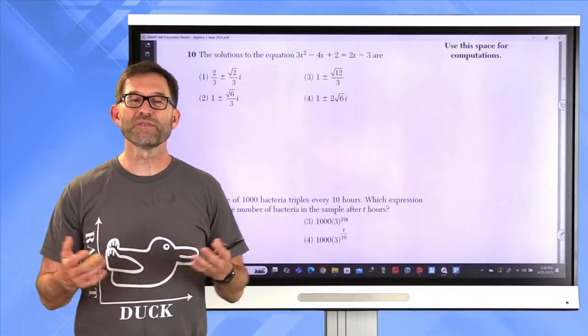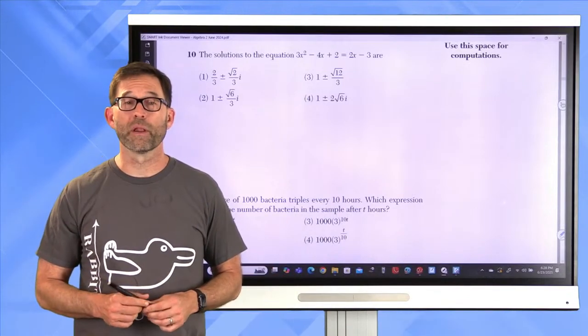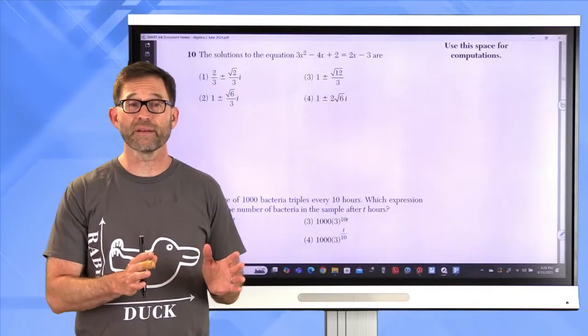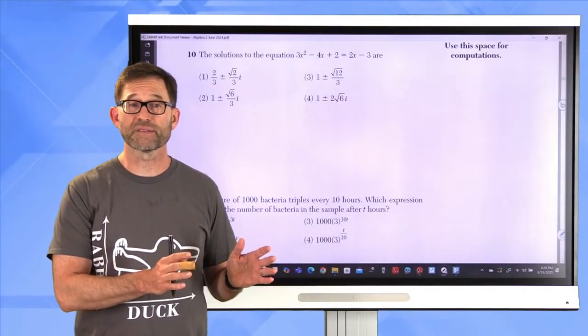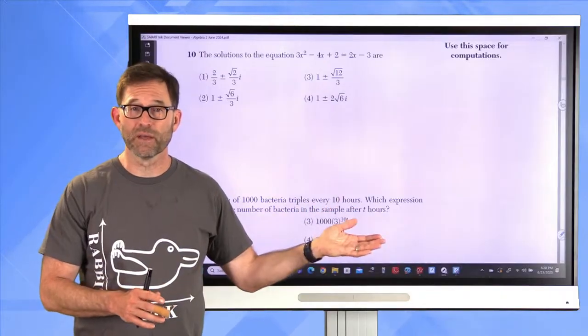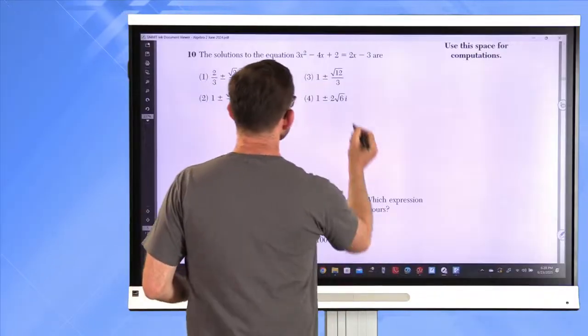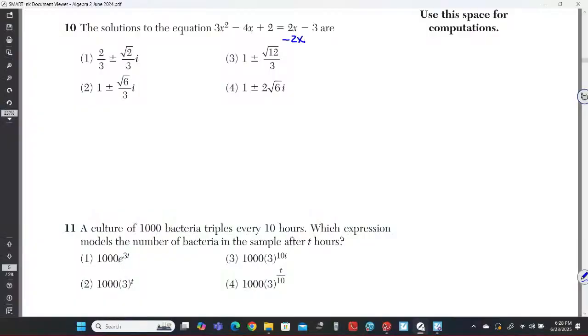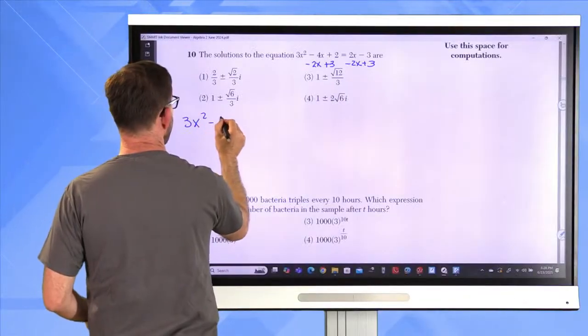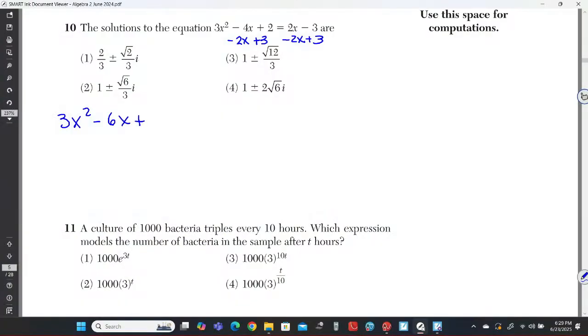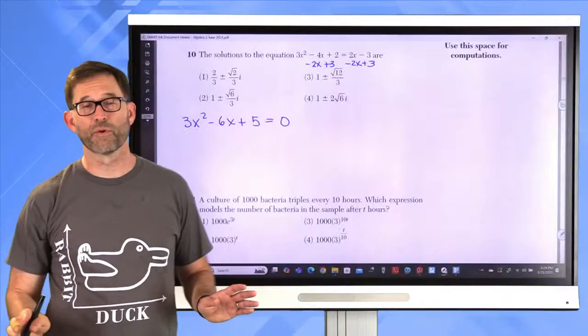So the first thing we have to do in order to use the quadratic formula is get our equation in the form ax squared plus bx plus c is equal to 0. Right now it's equal to 2x minus 3, so my first step is actually going to be to subtract a 2x and add a 3 to both sides. So that's going to give me 3x squared minus 6x plus 5 is equal to 0. So that is my absolute first step.